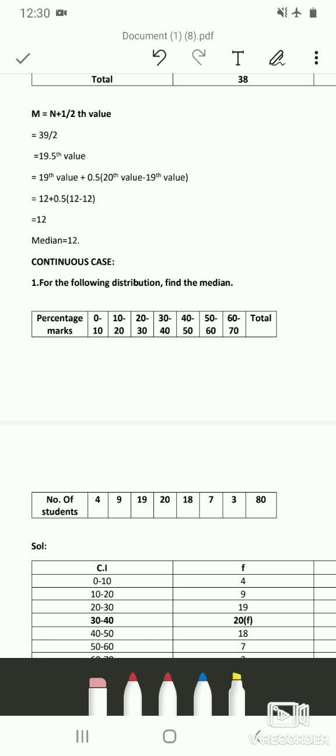So here the percentage marks, the class interval starts from 0 to 10, 10 to 20, 20 to 30, up to 60 to 70. And the number of students are 4, 9. So this means there are 4 students who have got their marks between 0 to 10 and 9 students who have got their marks between 10 to 20 and so on. And the number of students that's already given, that is n, is 80.